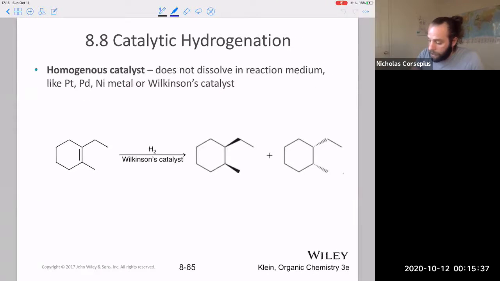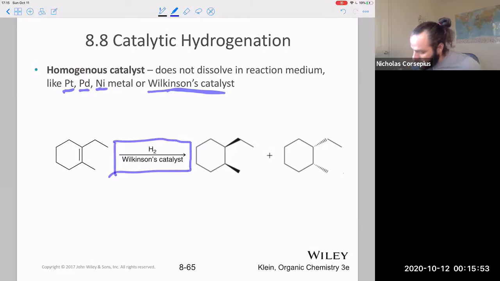So in terms of, again, you'll always see it as hydrogen gas, but there are four catalysts that you might see: platinum, palladium, or nickel. And then the weirdest one is this Wilkinson's catalyst. So you might see something like this where you have H2 and then Wilkinson's catalyst. They're all doing the same thing in terms of hydrogenation and also a syn addition.